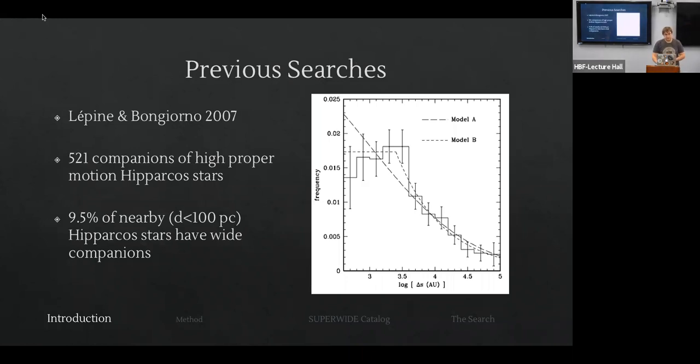So just going through a few of the previous searches. Lepine and Shara in 2007 took the Hipparcos catalog and looked for companions this way, and they found 521, and they found that roughly 10% of nearby Hipparcos stars have a wide companion. And that's kind of been what we've been seeing as well. And so on the right here, you have their physical separation distribution with a couple of models fit to it. In their paper, they found that the separation distribution of the wide binaries does not follow Öpik's law that well. There's a little deviation to it.